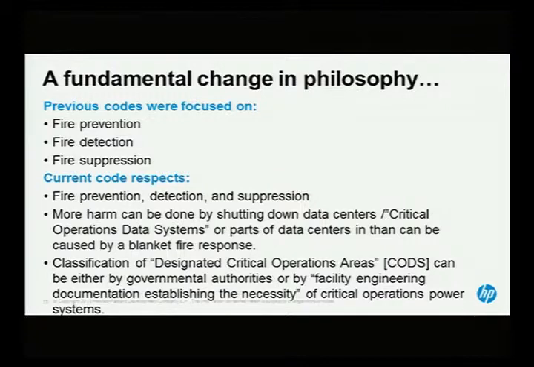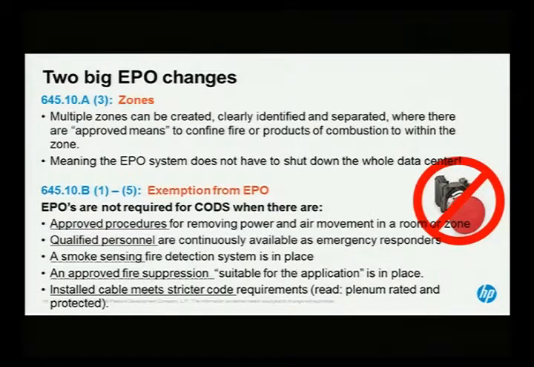Provided you have the cooperation of the AHJ in getting the approval, which we'll talk about. Two big EPO changes. The first one is zones. You have the ability now, instead of having an all or nothing, to be able to zone your data center. But there's a couple of requirements there. You have to be able to section it off, both on the HVAC side or with walls or designated areas. And the EPO switch has to affect that area.